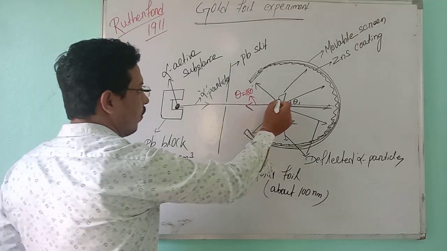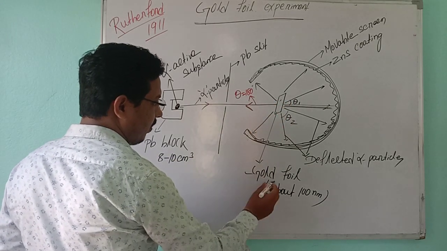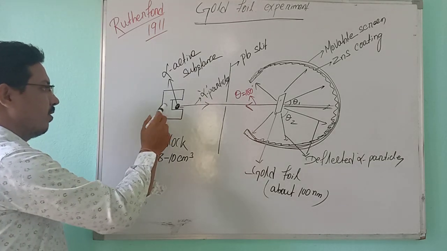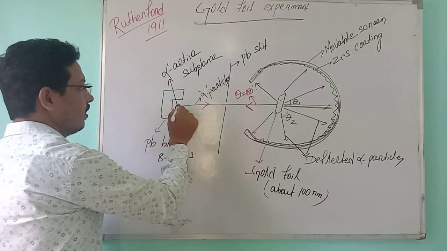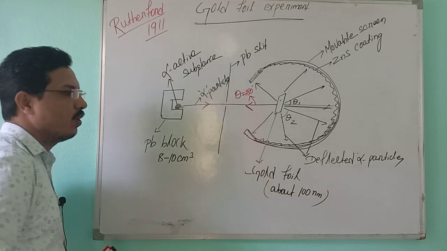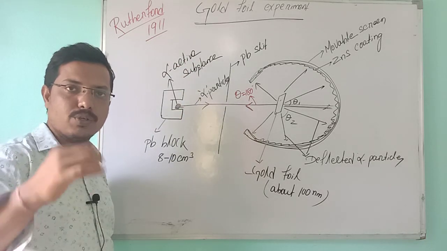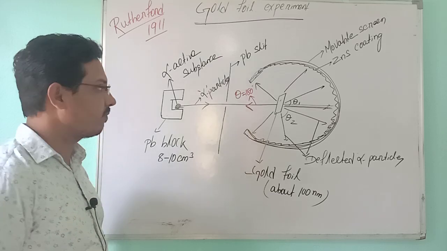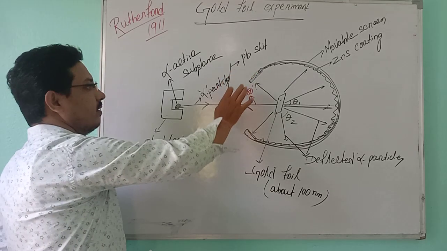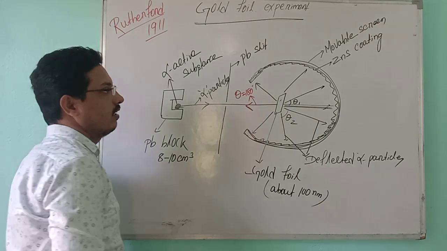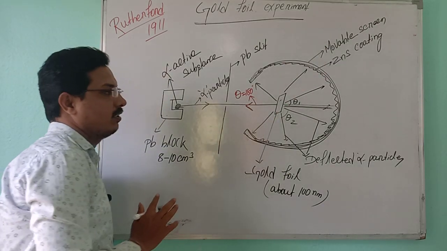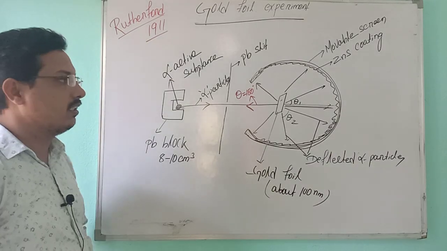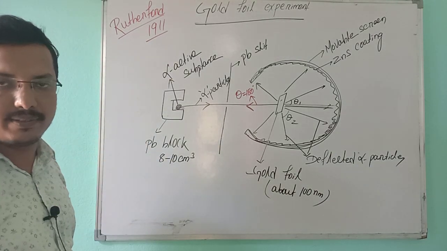This is your gold foil, about 100 nanometer thickness. Here, this is the lead block, and this is your alpha active substance. What do you mean by alpha active substance? Those substances which can emit alpha radiations only. Okay, and this one is your PV slit, and from this experiment, 3 observations are concluded.